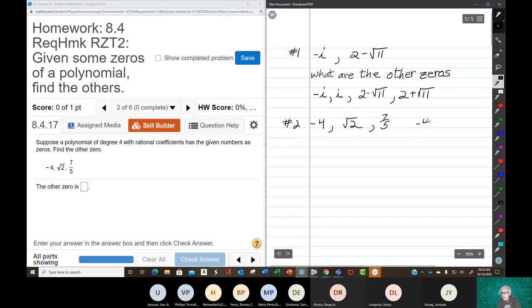Well, negative 4 and 7/5 are rational. They're what you want. You don't want to change them. You want to change this. That means there has to be the conjugate of the square root of 2, which is negative the square root of 2. Add this.